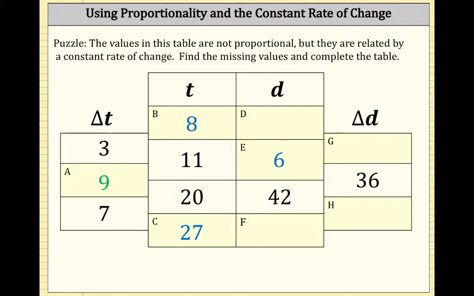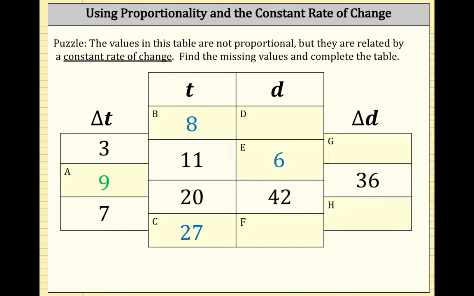So we're looking at this, and so far it looks like we don't have enough information to complete the problem. So let's reread the problem and see if we can learn some other facts that maybe help us make some progress. Reading it really carefully, notice that the quantities are related by a constant rate of change.